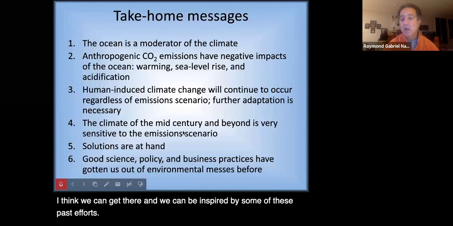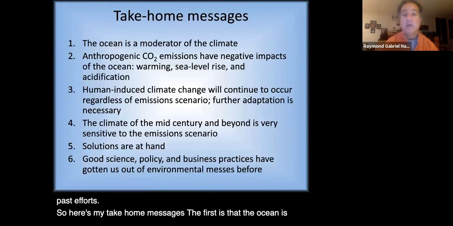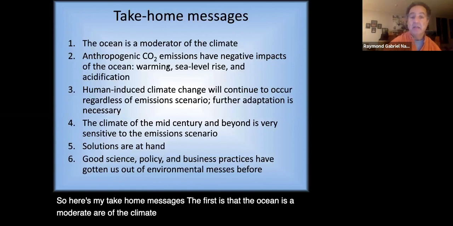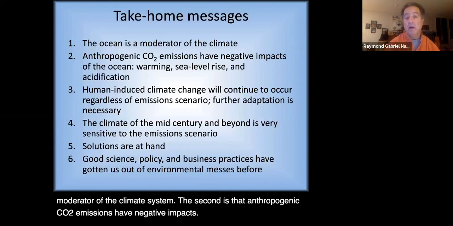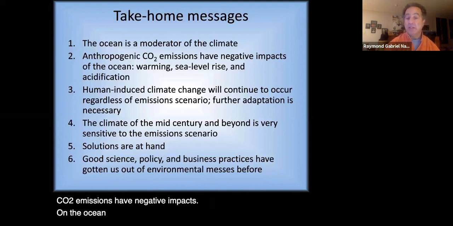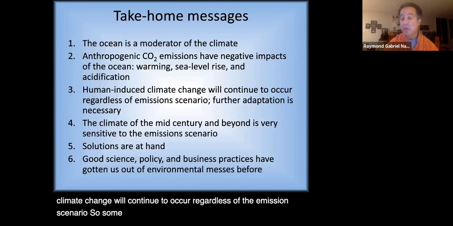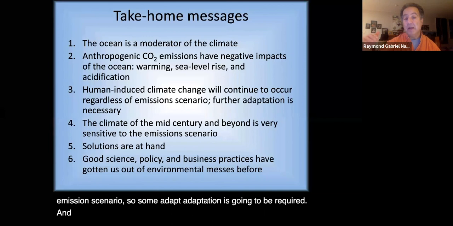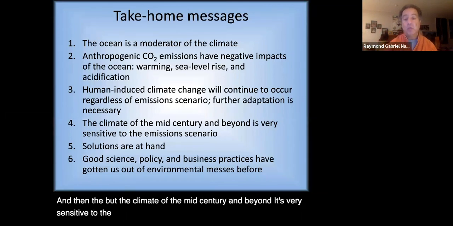So here are my take-home messages. The first is that the ocean is a moderator of the climate system. The second is that anthropogenic CO2 emissions have negative impacts on the ocean: warming, sea level rise, and acidification. Human-induced climate change will continue to occur regardless of the emission scenario, so some adaptation is going to be required. And then the climate of the mid-century and beyond is very sensitive to the emission scenario. So we really need to bring down our emissions to avoid the worst.